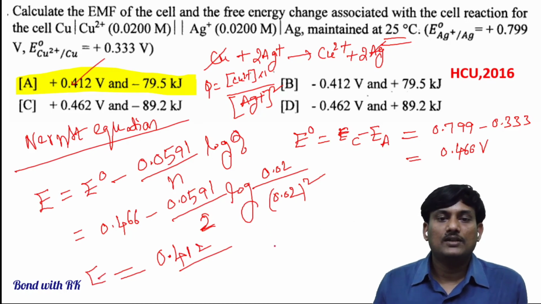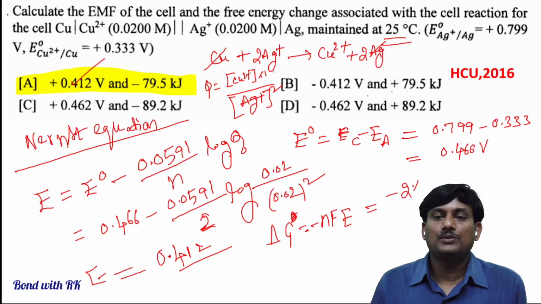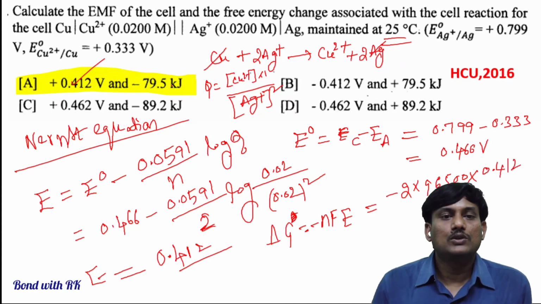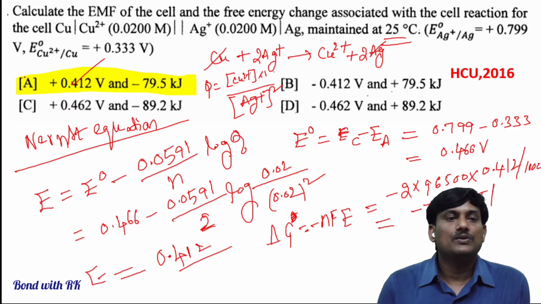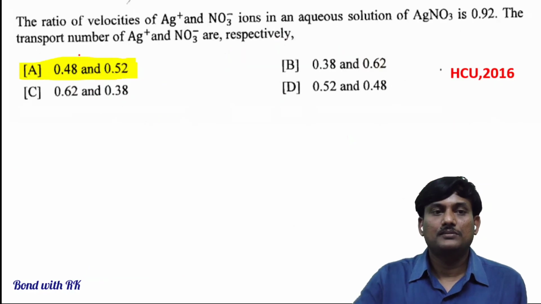And how can you calculate delta G? Delta G is equal to minus nFE. Here n is 2, F is 96,500, and E value is 0.412. So in kilojoules, you have to divide by 1000. Upon simplification, you will get around minus 79.5 kilojoule per mole. So A is the correct option.